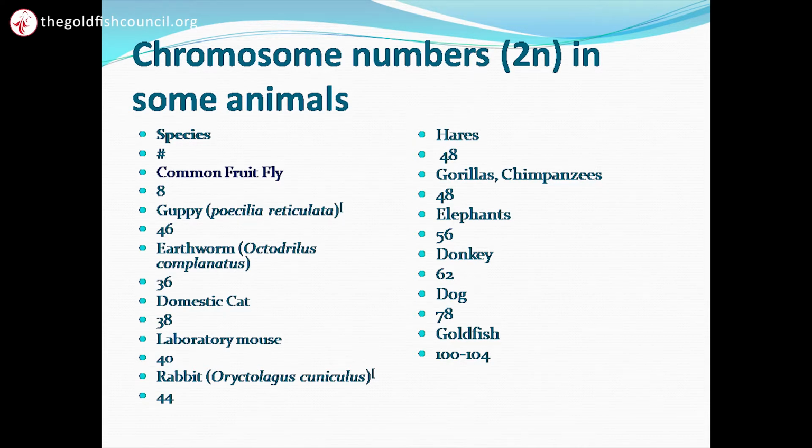These are the chromosome numbers, just for example, in common animals. You can see goldfish are way up there at 100 to 104 chromosomes. We said before it was 50. That's the number of pairs. This is the number of, say, individual chromosomes.